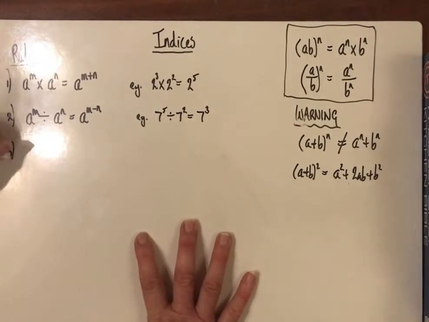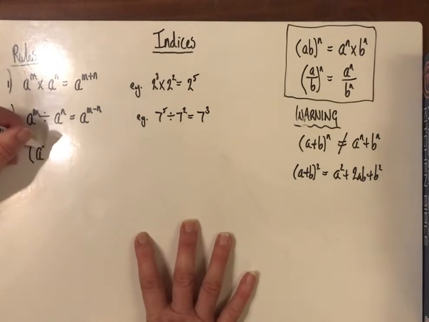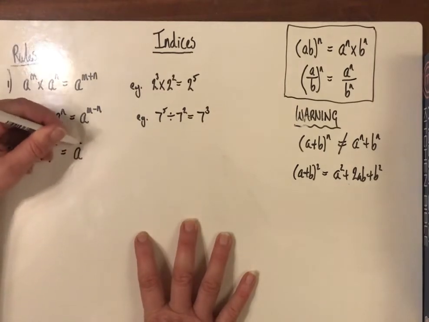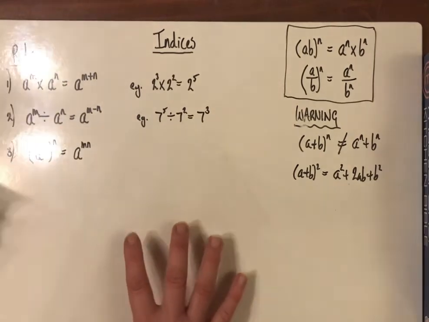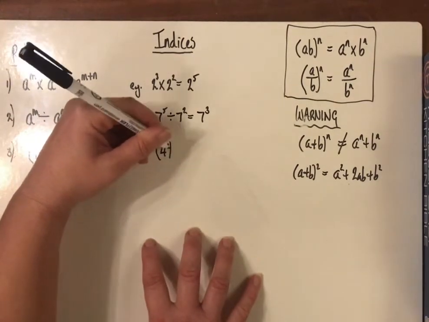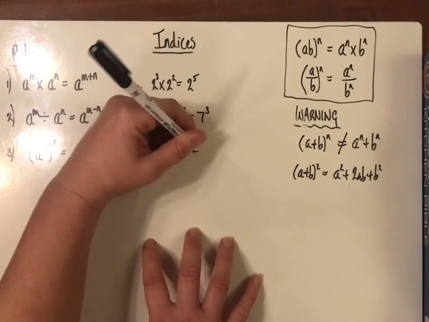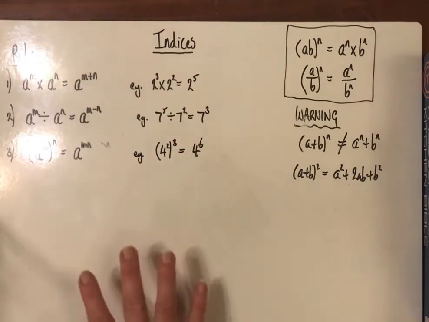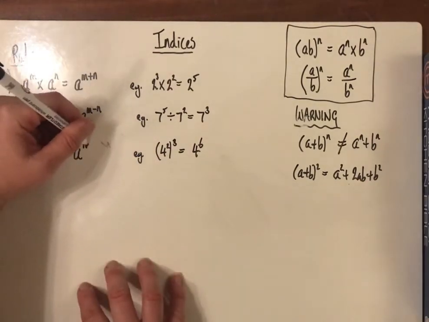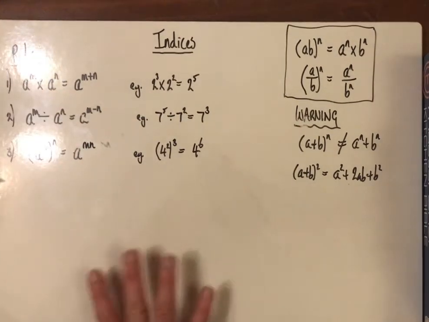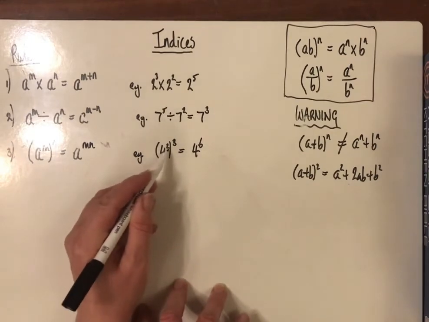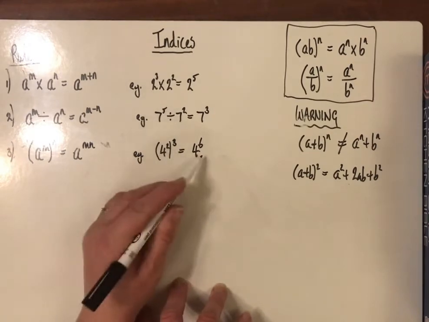If you've got power to a power, so a to the power m to the power n, then you multiply them together. So e.g. 4 squared cubed is equal to 4 to the power 6. Sorry, it's a curse of being left-handed, it's smudgy boards. Slight improvement. So if you think about it, you've got 4 squared times 4 squared times 4 squared, so you're adding 2 together 3 times. So 3 lots of 2 is 6.